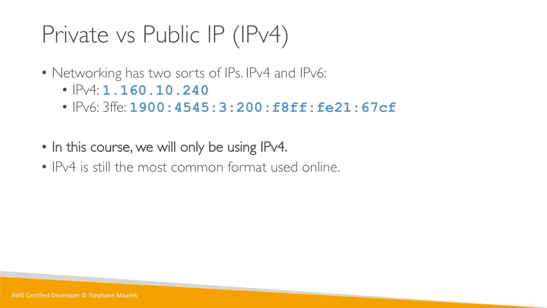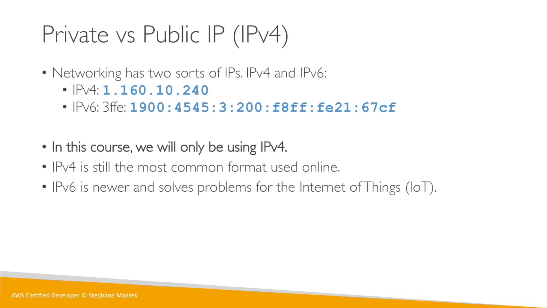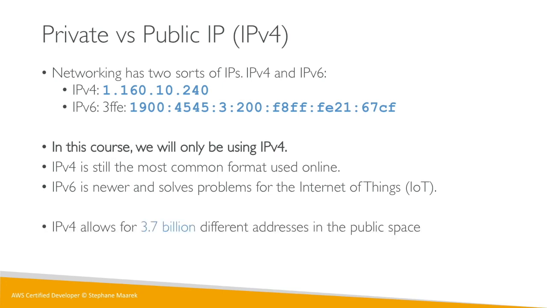IPv4 for right now is still the most common format used online. IPv6 is more for IoT or the Internet of Things, and basically it solves a lot of problems, but not for us. We don't have any problems with IPv4 so far. IPv4 allows for 3.7 billion different addresses in a public space, and that's almost running out of IP addresses. And basically each number can vary between 0 and 255 between the dots. So if you do the math, you get 3.7 billion different addresses.